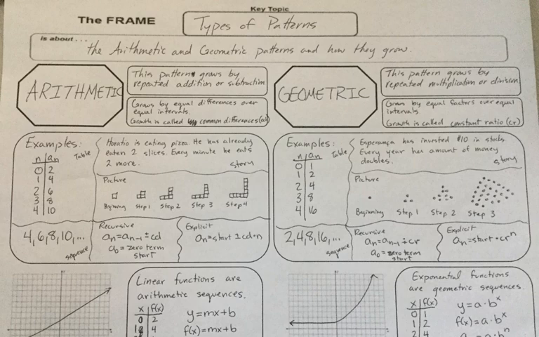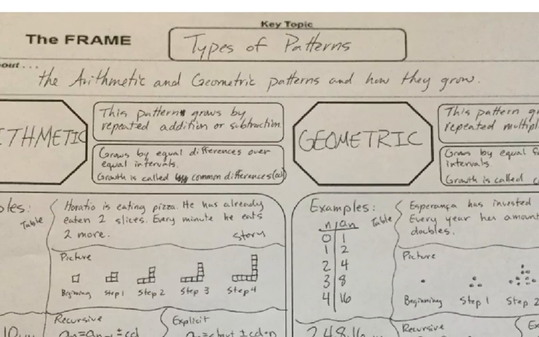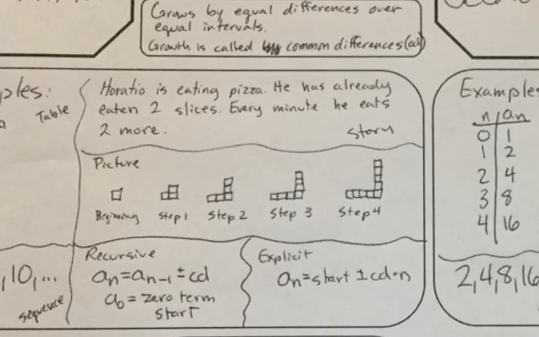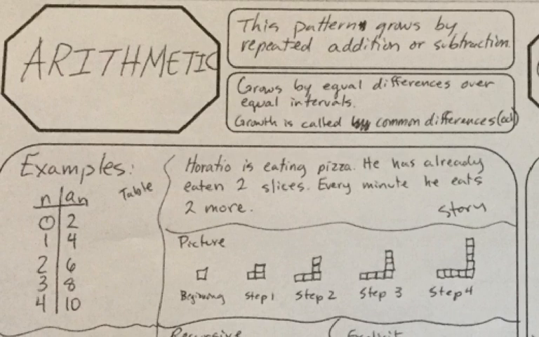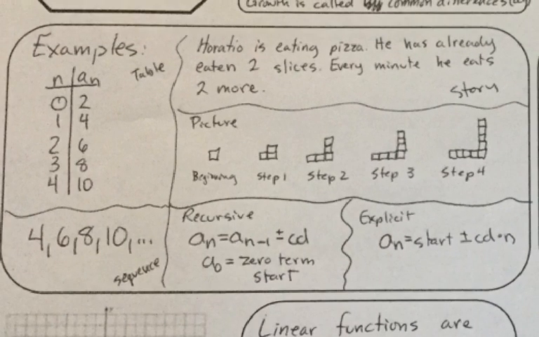Okay, so key topic, types of patterns: the arithmetic and geometric patterns and how they grow. So the first one is the arithmetic. They grow by repeated addition or subtraction. We also say it grows by equal differences over equal intervals. And we call that growth the common difference. And here's some examples of the table where we see that growth from the outputs.